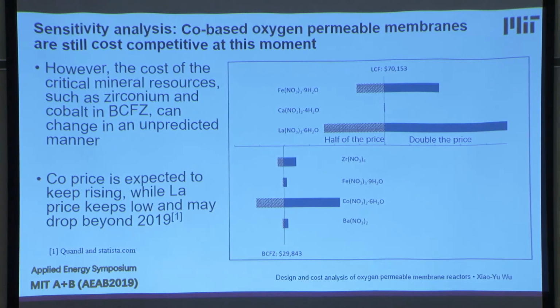So that's why when we analyze and use different types of materials, we would like to consider the cost. For example, the cobalt price is expected to keep increasing. However, for lanthanum, the price will stay low and maybe drop beyond this year, as the analyst said.